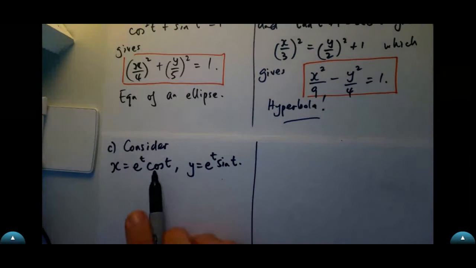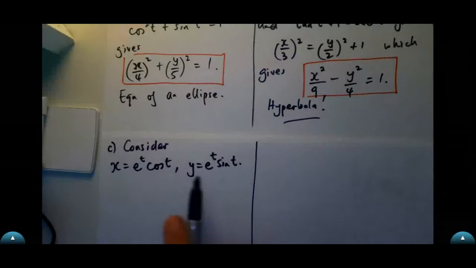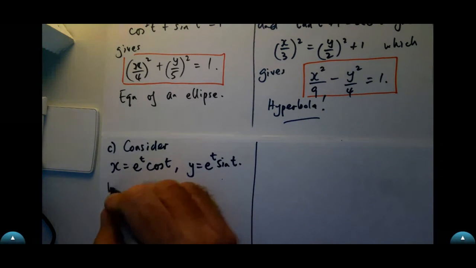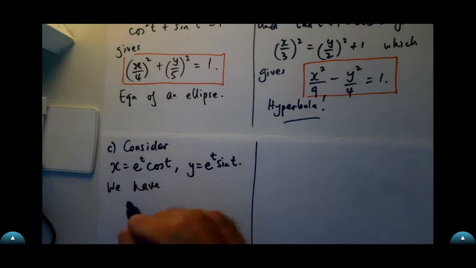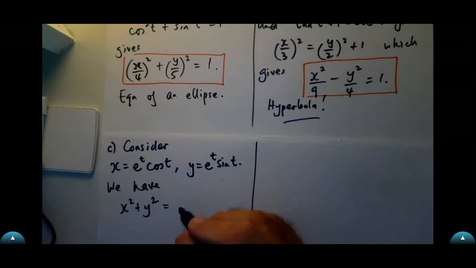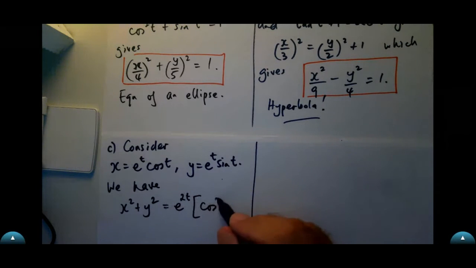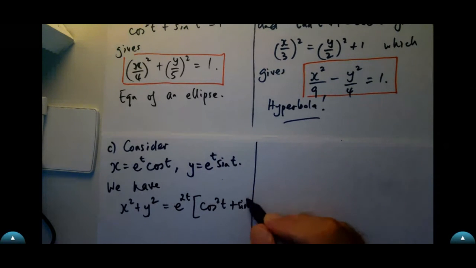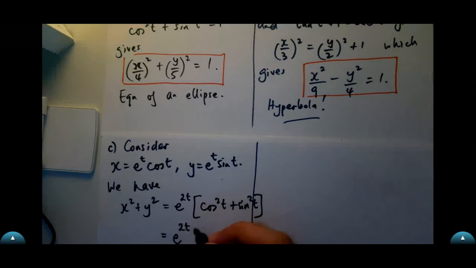So similar to before, we can use cos squared plus sine squared, but we're not really going to be able to get rid of the t very easily. So if we square both of these things, then we're going to get, and I'm just factorizing here, e to the 2t times cos squared t plus sine squared t. This will be 1. Okay, and we get something like this.